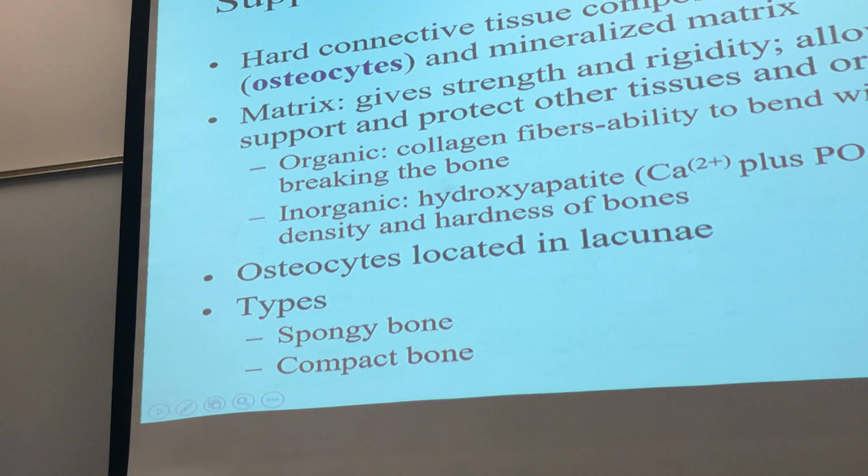Those cells are not found in compact, dense bone. So we have two types of bone. The bone that we saw before looked like tree rings. That's a dense, compact form. Then, usually at the ends of our long bones, or internally on some of our irregular shaped bones, we have spongy bone. Spongy bone looks kind of different.